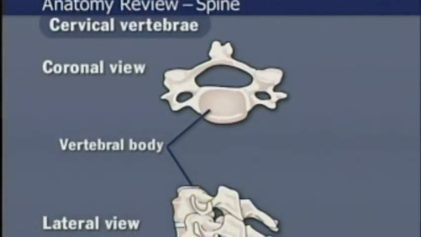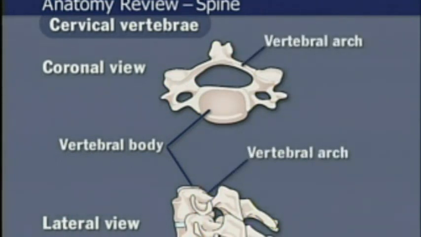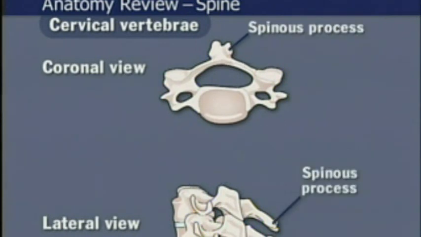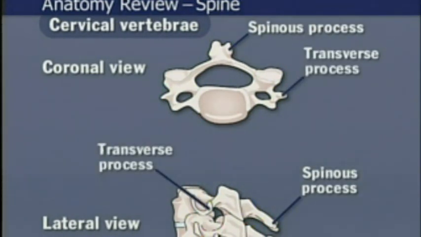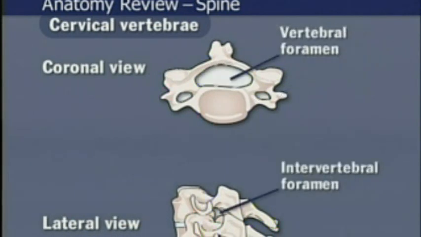Anteriorly, the vertebral body supports weight-bearing. Posteriorly, the vertebral arch encloses the spinal cord. Muscles attach at the spinous process and at the two transverse processes. The vertebral foramen and intervertebral foramen together create a channel for the spinal nerve roots in the cervical vertebrae, while the transverse foramen forms a channel for the vertebral artery.